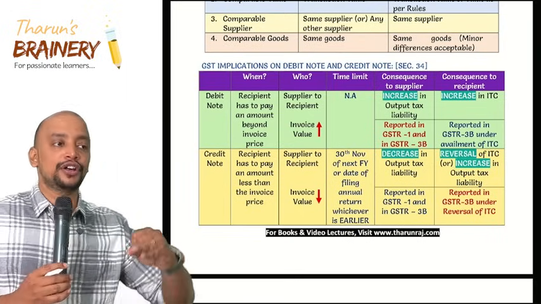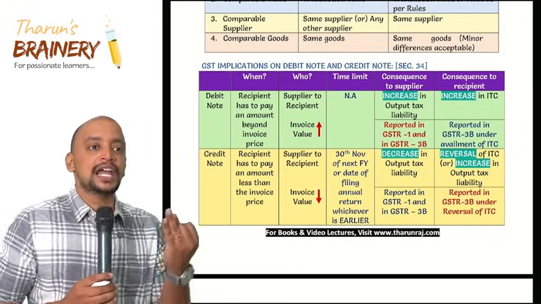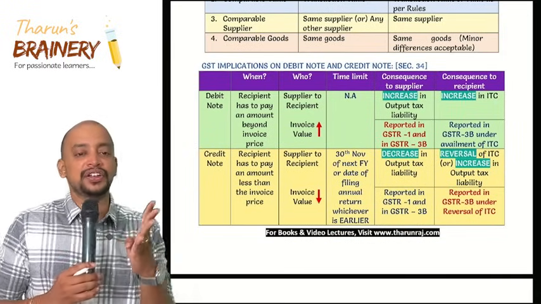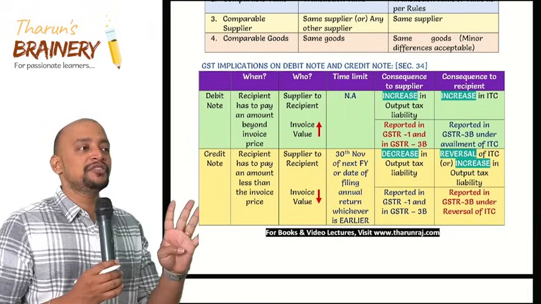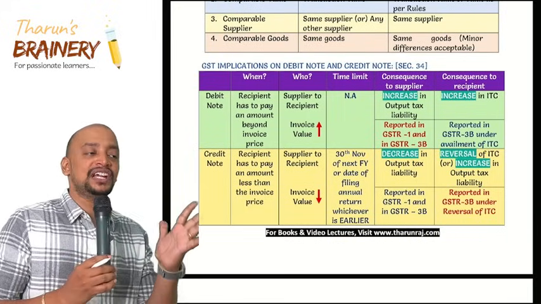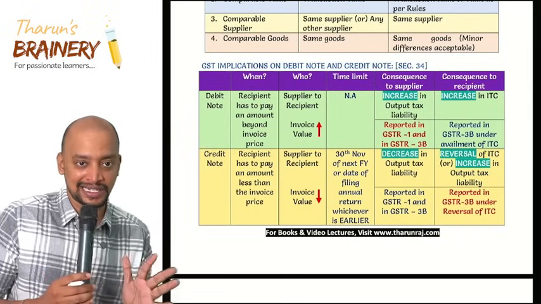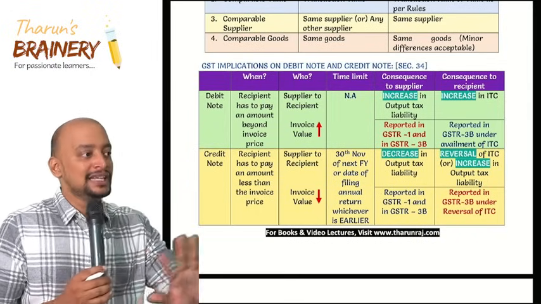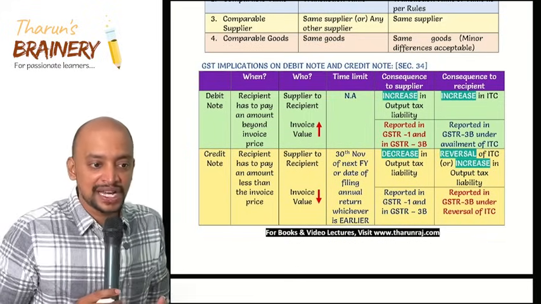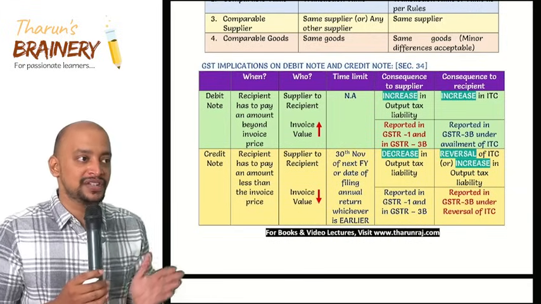Then time limit for issuance of credit note. Time limit for rectification of GSTR 1. Time limit for rectification of GSTR 3B. And time limit for rectification of GSTR 8. GSTR 8 is a return which will be filed by the e-commerce operator, the TCS deductor. At these 5 places, the time limit is common. What is that? 30th November of the succeeding financial year or date of filing annual return, whichever is earlier.